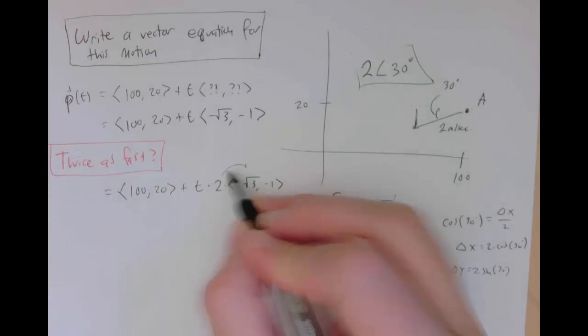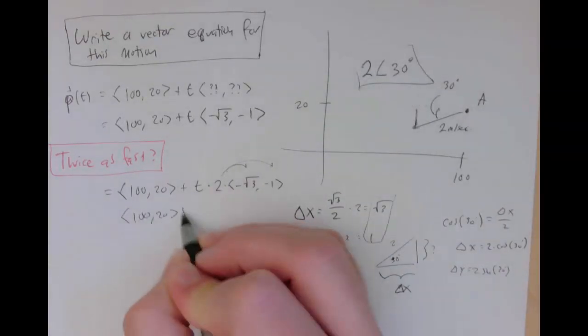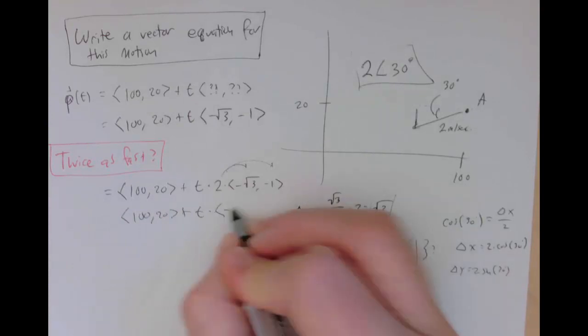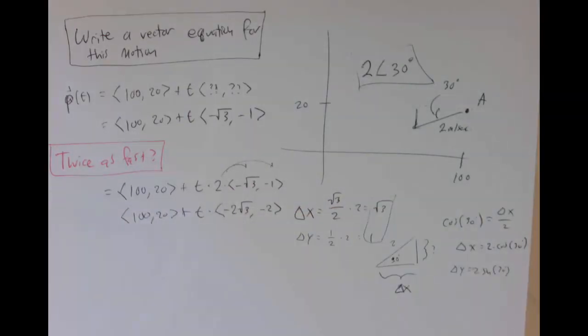And if you wanted to, of course, you could multiply this in. So this would be the same thing as saying t times negative 2 root 3 and negative 2. Okay, so obviously if you wanted it to go 10 times as fast, you could scale it by 10. If you wanted to go half as fast, you could scale it by 1/2. So that's a great way of taking your current speed and changing it, scaling it.